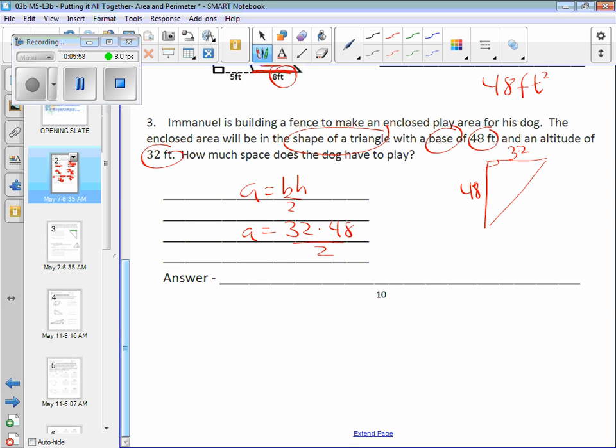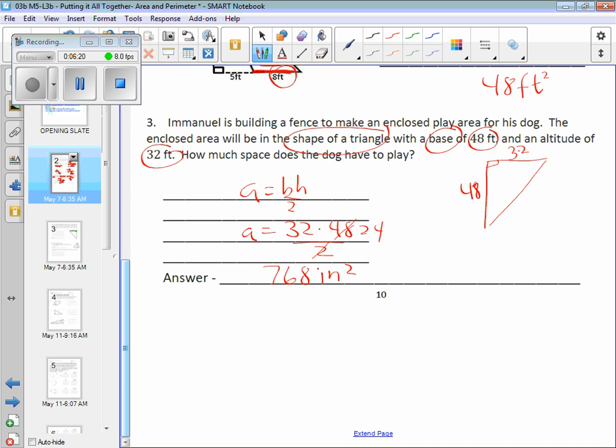So as long as you cross out one set, you could do 32 times 24. Or you could do, if you want to do 16 times 48. Either way, you'll get 768 square inches. Yay. And that will be done. Okay? I actually got that one right.